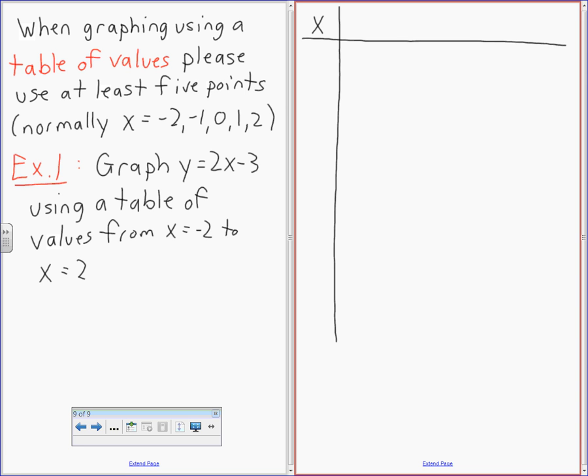Yeah, good. I'm going to put -2. Then I'm going to put -1. Then I'm going to put 0. Then I'm going to put 1. Then I'm going to put 2. Okay, where did I get those numbers? Where did those numbers actually come from?